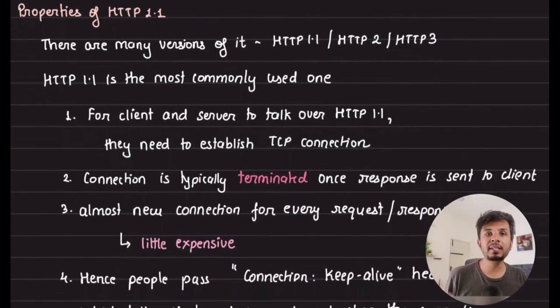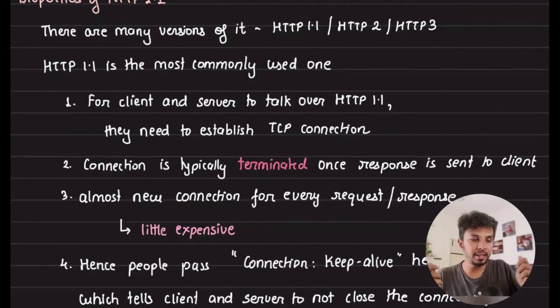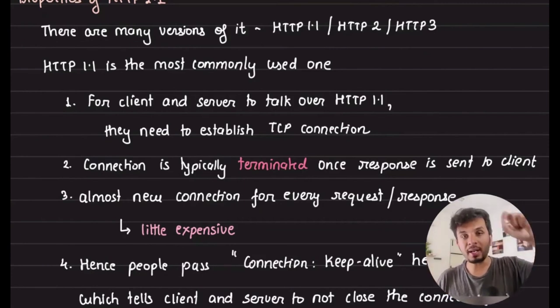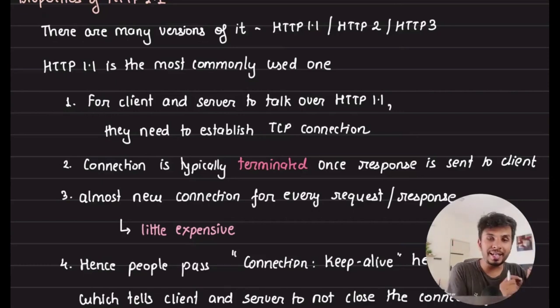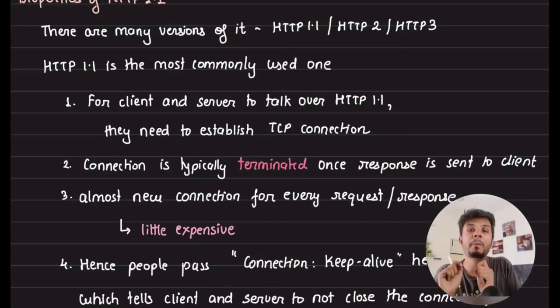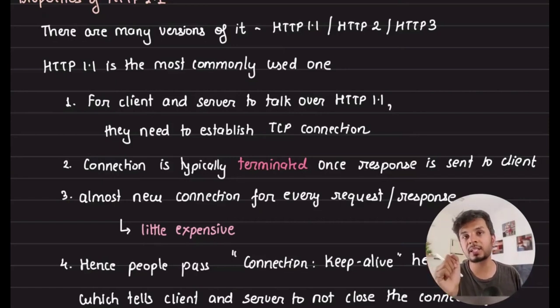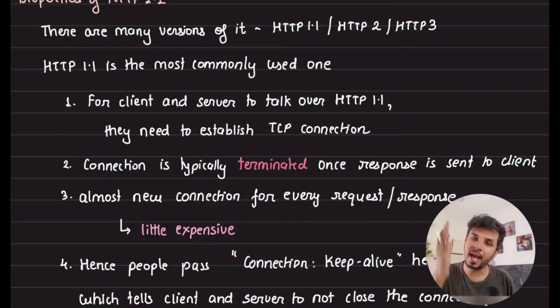So for a client and server to talk over HTTP, they need to first establish the TCP connection. It can also happen over UDP, but in most cases it is TCP because it is reliable. So now what happens is, in HTTP 1.1, your connection is terminated by the web server as part of the specification when it sends the response back to the client. So your client wanted to get something done from the server. Client created a request, made a request to the server. Server received the data. Server generated a response. Server sent the response to the client, and the connection is broken.